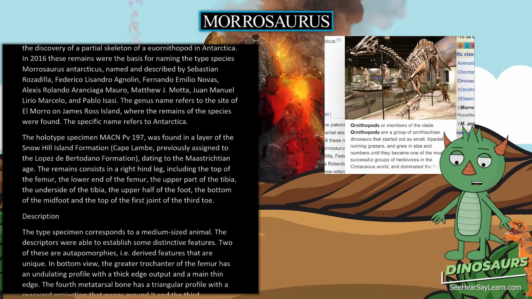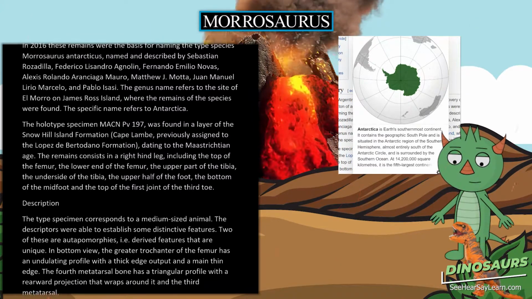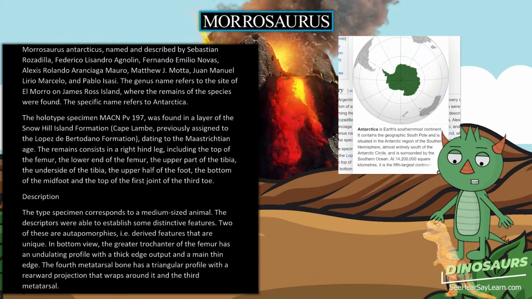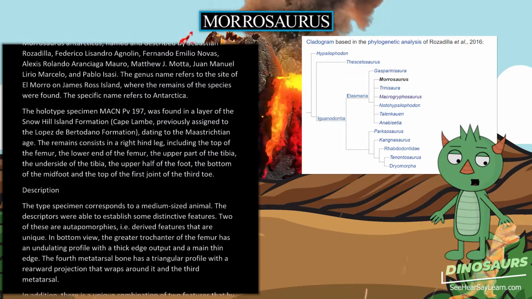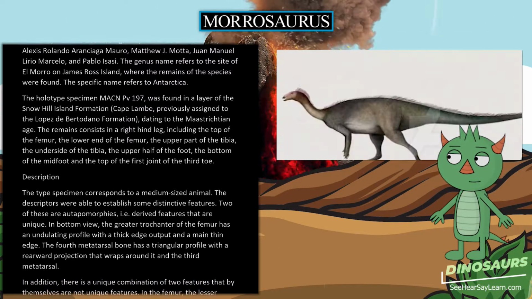The remains consist of a right hind leg, including the top of the femur, the lower end of the femur, the upper part of the tibia, the underside of the tibia, the upper half of the foot, the bottom of the midfoot, and the top of the first joint of the third toe.